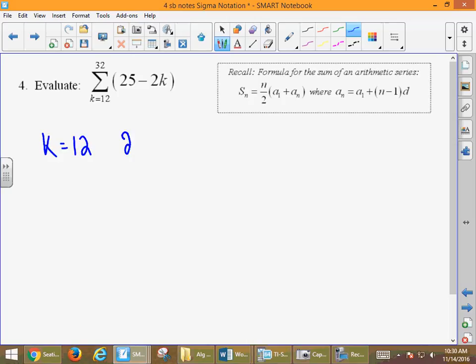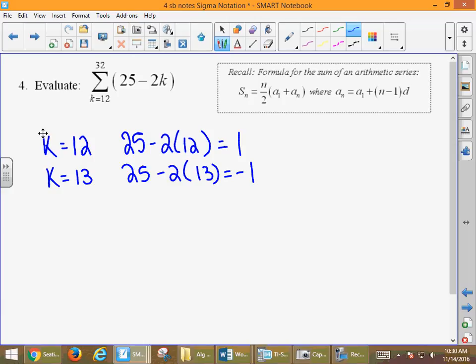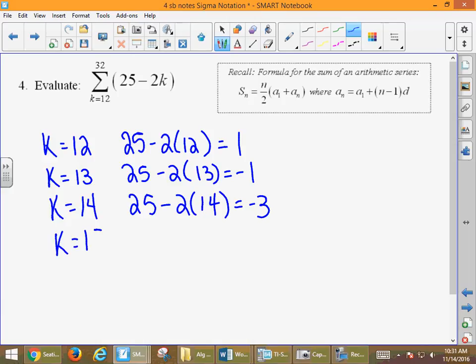So that means that we're going to have 25 minus 2 times 12, which is 1. And when k is 13, we have 25 minus 2 times 13, which is negative 1. And when k is 14, we get 25 minus 2 times 14, which is negative 3. And when k is 15, we get 25 minus 2 times 15, which equals negative 5.